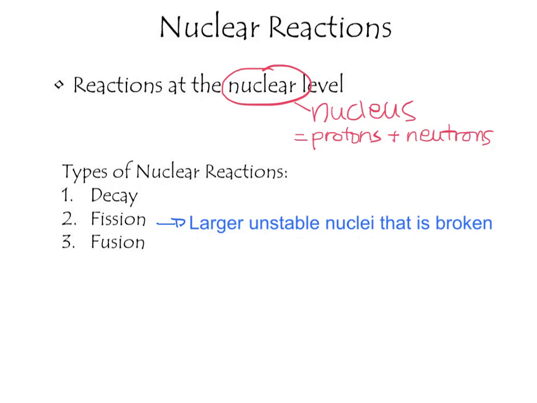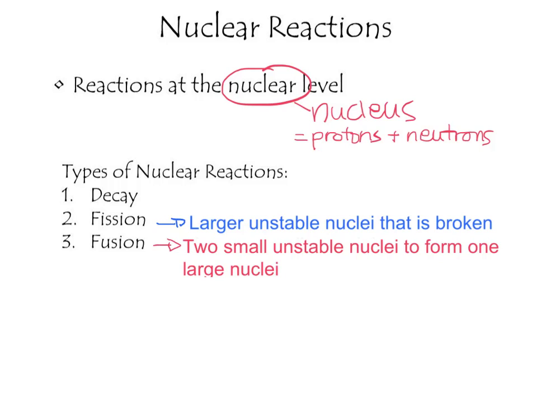Now, with nuclear fusion, you're actually combining two smaller nuclei to form one large, stable nucleus. In this image, you have deuterium, which is an isotope of hydrogen, and tritium, which is also another isotope of hydrogen. They both combine to form helium, and to make it stable, a neutron is ejected, and so you have two isotopes forming one larger element. But in this tutorial, we are going to focus on radioactive decay.